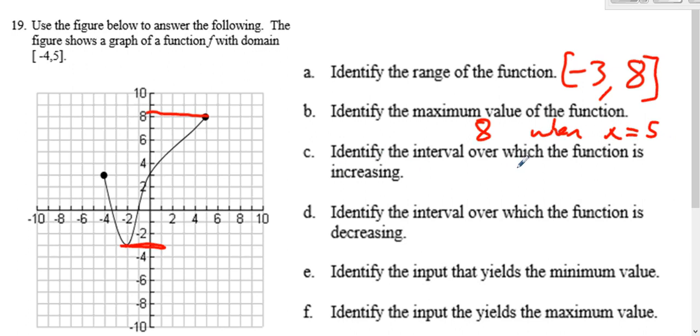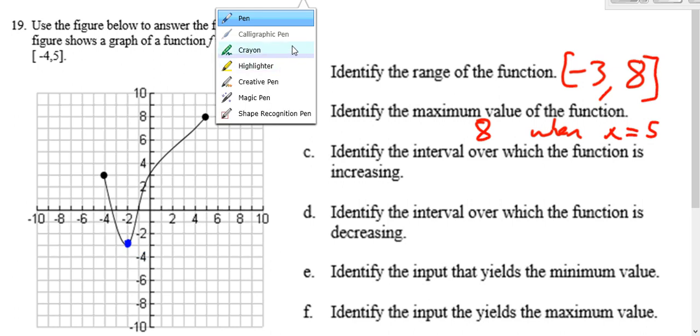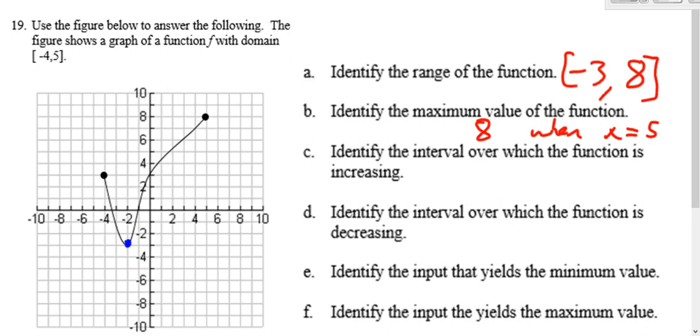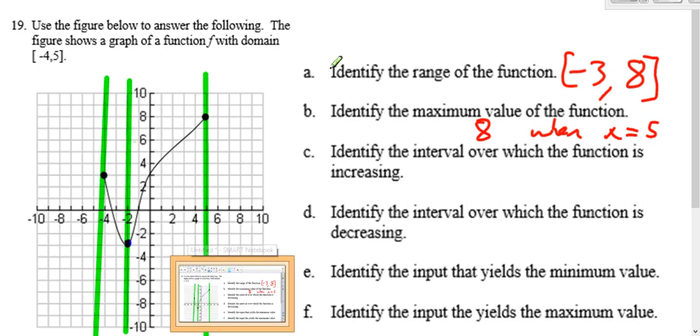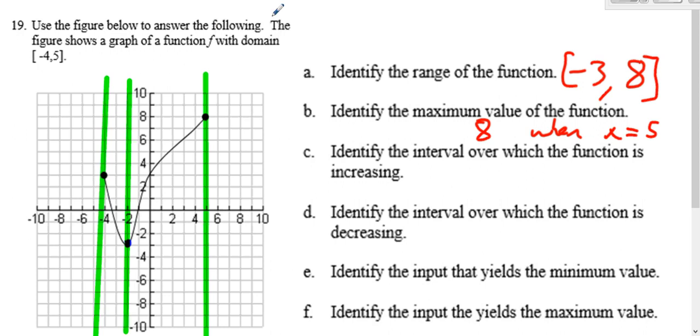Identify the interval for which it's increasing. Identify your turning points and draw straight lines through it. You got a turning point right there. That's the only one. So if you identify your turning points and your endpoints, you can identify increasing, decreasing. It's decreasing here and increasing between these two lines. So it's increasing from negative 2 to 5. And it's decreasing from negative 4 to negative 2.